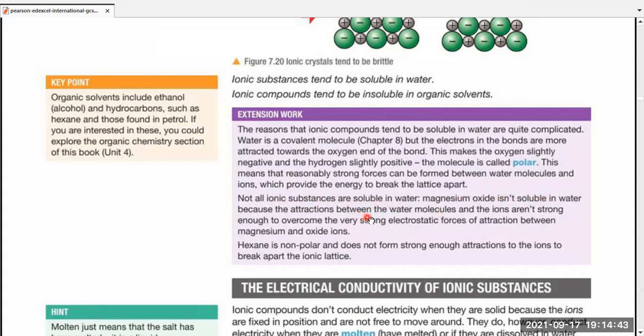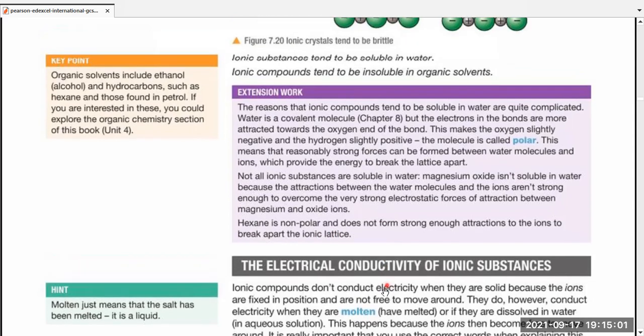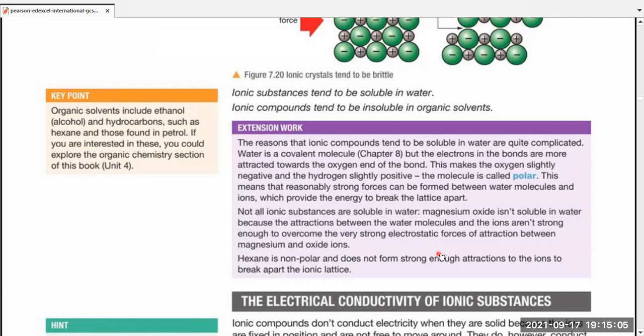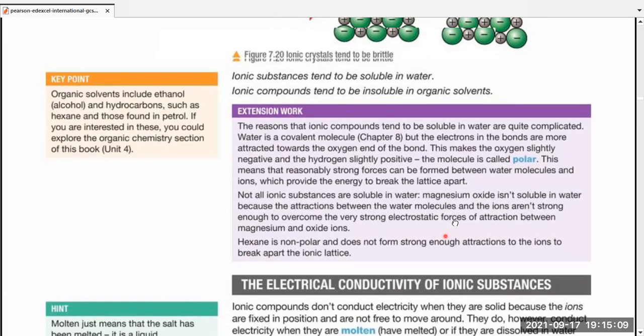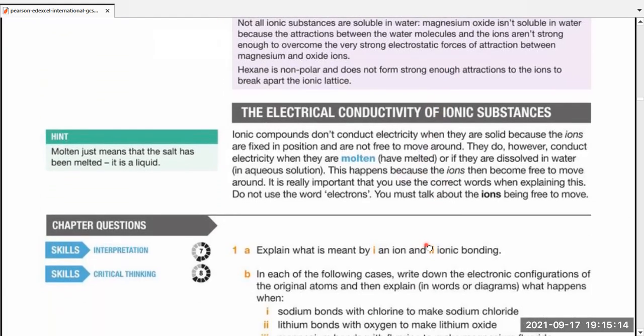Magnesium oxide is insoluble in water because the attractions between the water molecules and the ions aren't strong enough to overcome the very strong electrostatic forces of attraction between magnesium and oxide ions. Hexane is nonpolar. It does not form strong enough interactions with the ions to break apart the ionic lattice. So if it's soluble, it means the solvent can break apart the ionic lattice. If it's insoluble, remember that they don't have strong enough attractions to break apart the lattice.